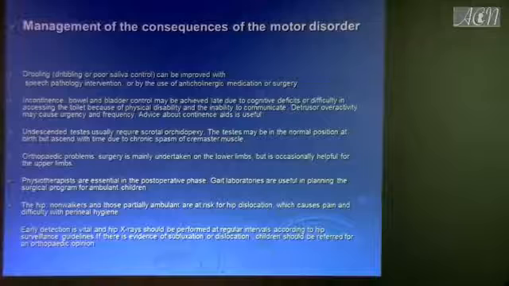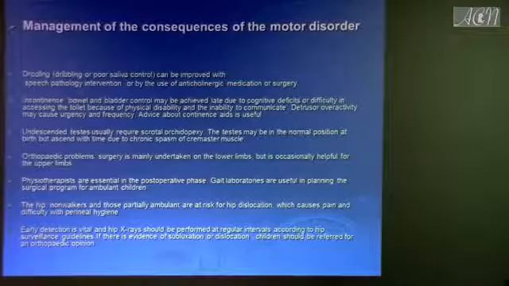Now, how can I manage the consequences of the motor disorders? The main problem for me is spasticity. How can I treat spasticity? You can use benzodiazepines. You can use baclofen as oral medications for that. And sometimes you can use tizanidine for spasticity. That's very helpful to relax the muscles.